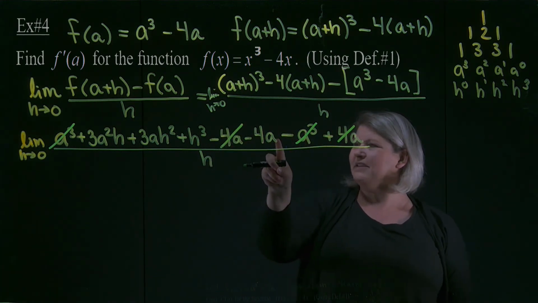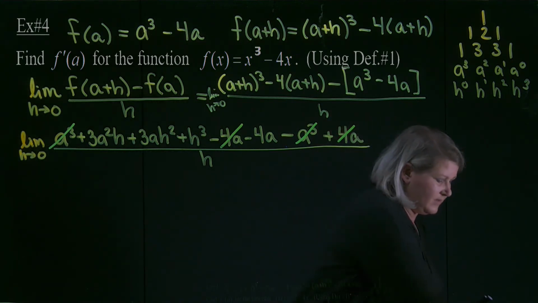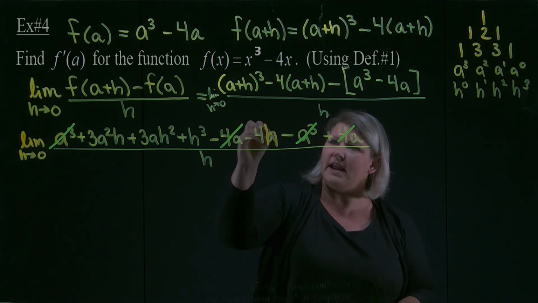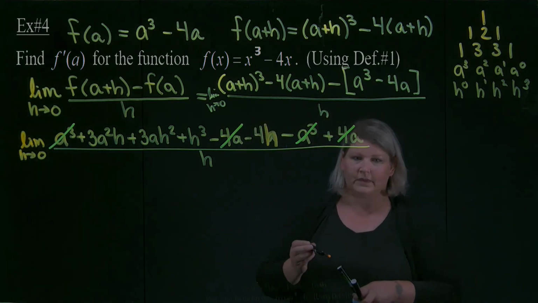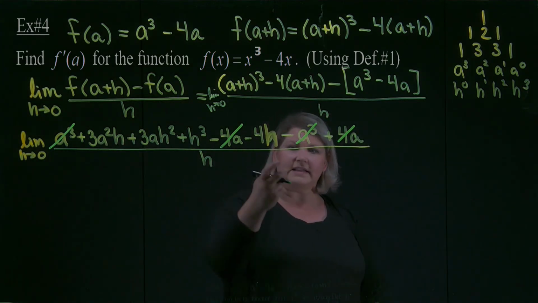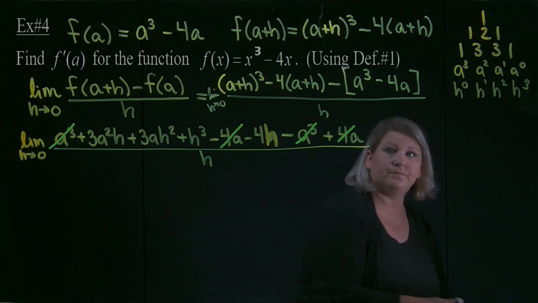I'm distracted by this 4a here. What did I write it twice? h cubed minus, here's my mistake. Sorry, it was the squeaky marker. This is supposed to be 4h. And then that is it for canceling. So I'm good for canceling.